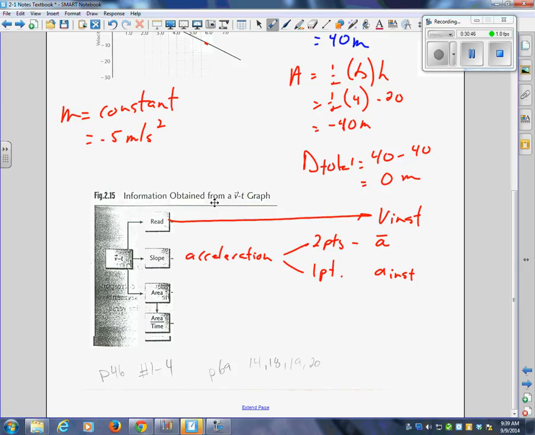When you're looking at a VT graph and you're finding area, you are looking at displacement. And when you take area divided by time, well, then you're looking at average velocity.